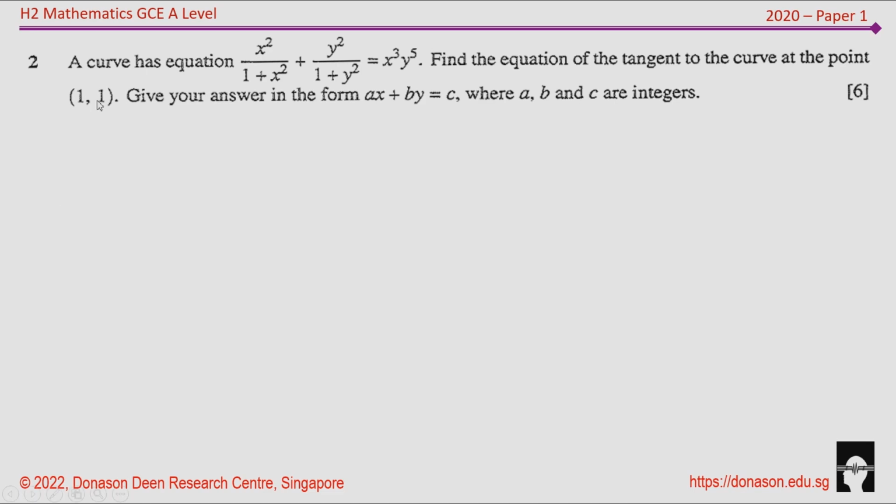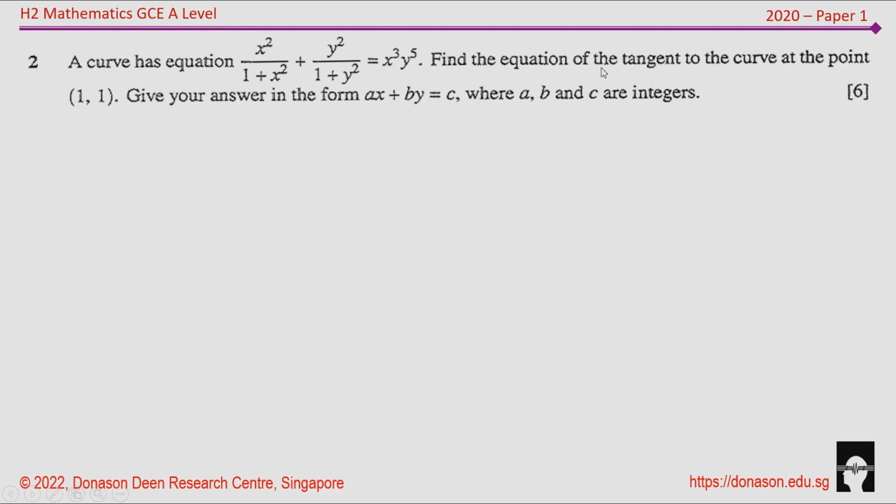Let us take a look at question number 2. A curve has the equation x squared over 1 plus x squared, plus y squared over 1 plus y squared, is given as being equal to x cubed times y to the power of 5. And you are told: find the equation of the tangent to the curve at the point (1, 1).